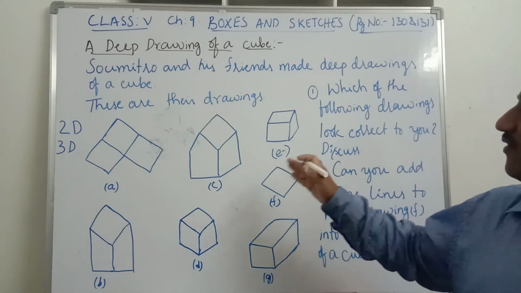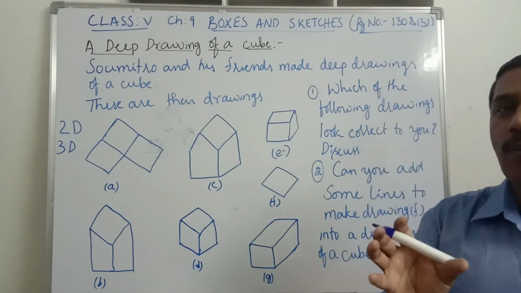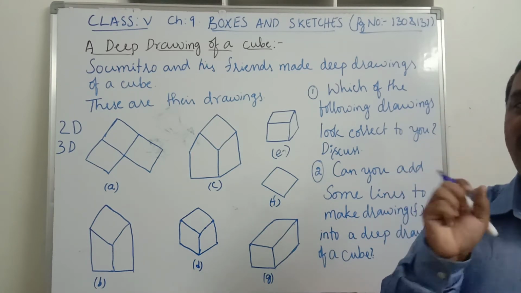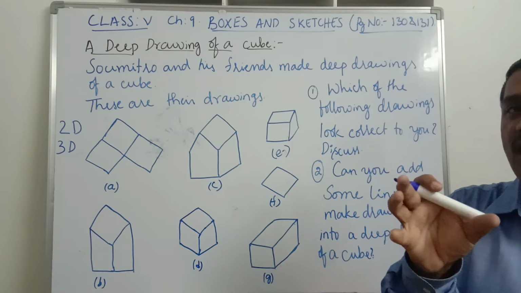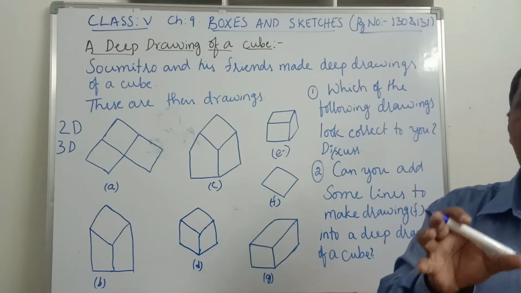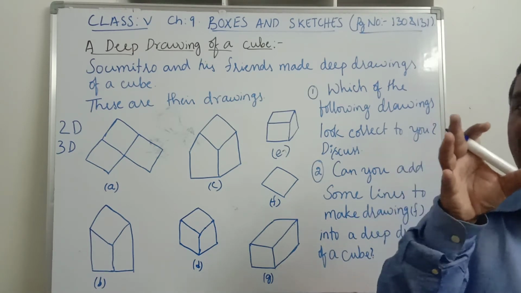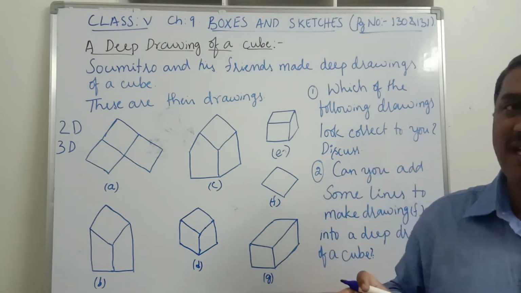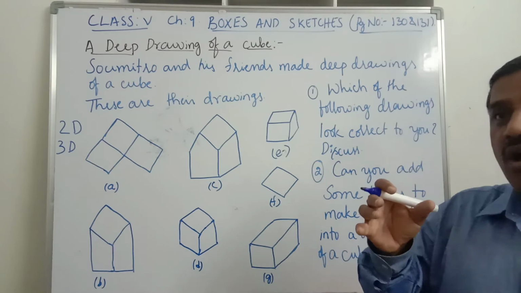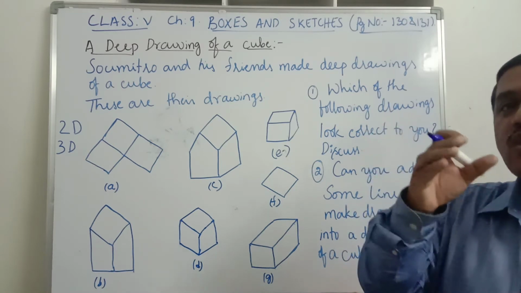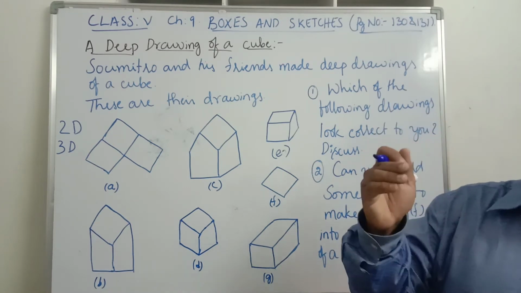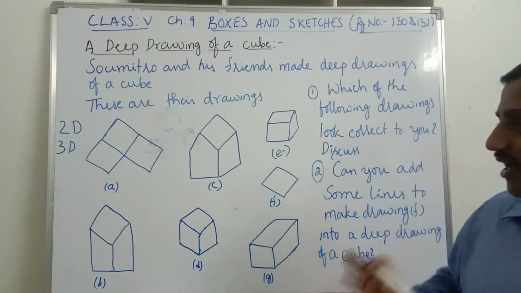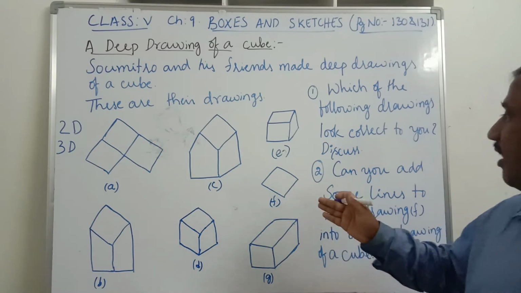Now observe the figures carefully. What is a cube? It should have 6 faces, which are square shaped, and all the edges are equal in length. It is a 3-dimensional figure. It should have 3 dimensions: length, breadth and height. Now discuss one by one each one.